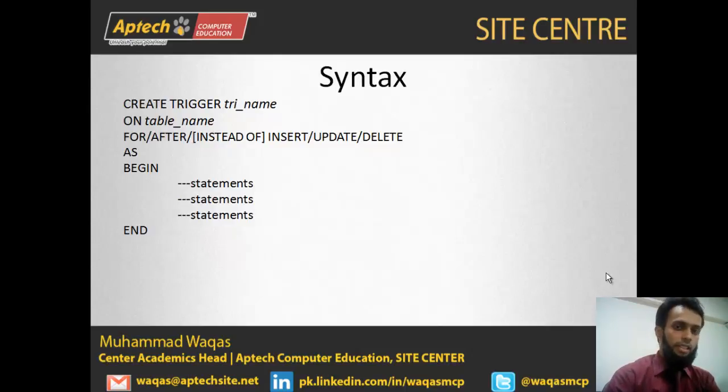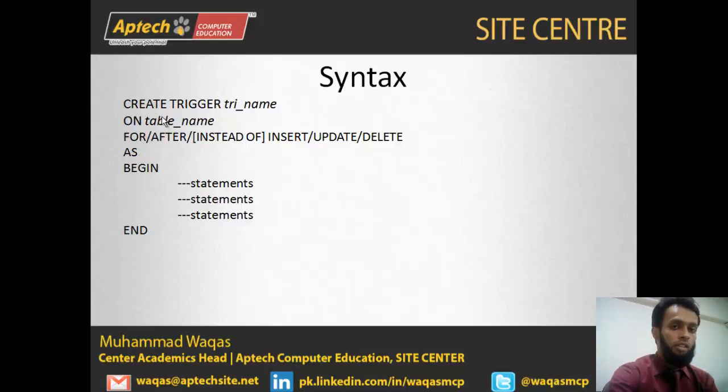The syntax for creating a trigger is like CREATE TRIGGER. These are the keywords. Then you have to specify your trigger name. ON, then you will specify on which table, on which view, on which schema you want to create your trigger. Then you have to specify the timing for the trigger. It can be either FOR or AFTER. FOR is basically a before trigger. It will validate a record before inserting into a table.